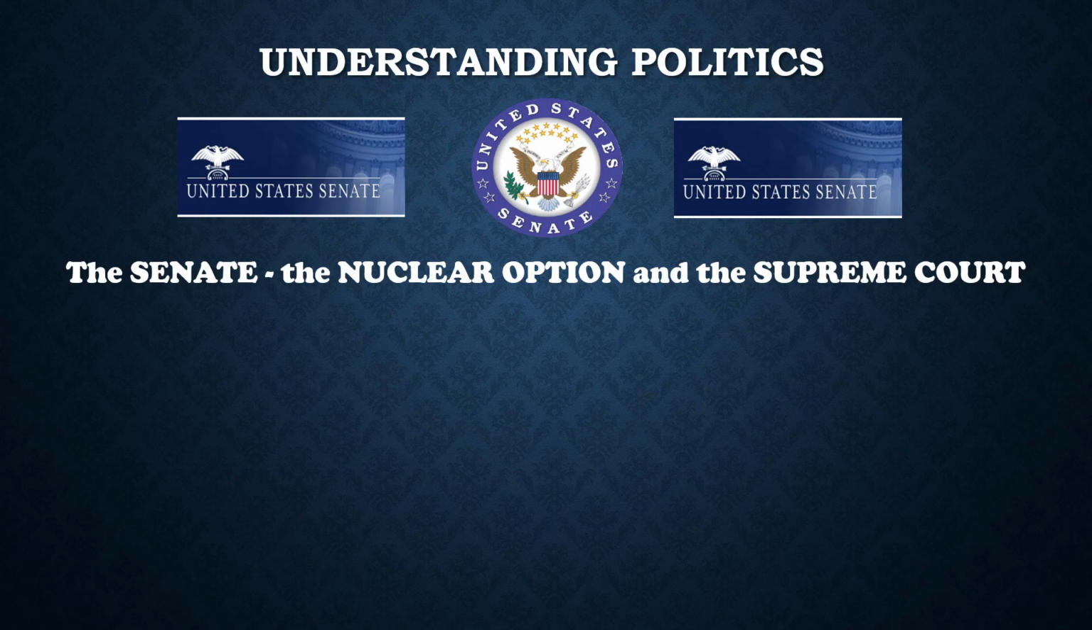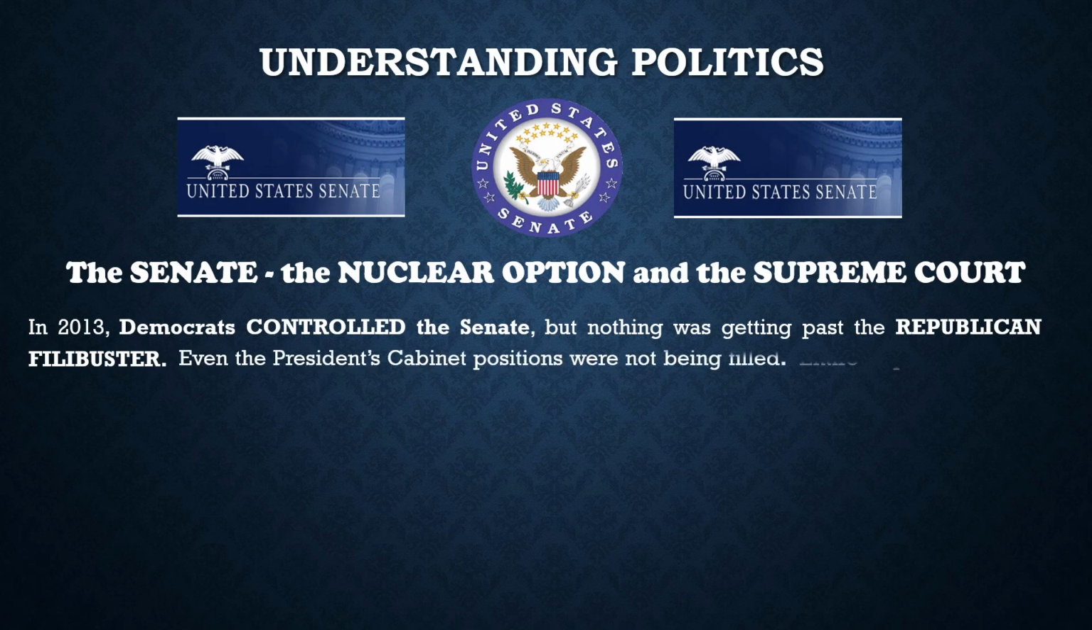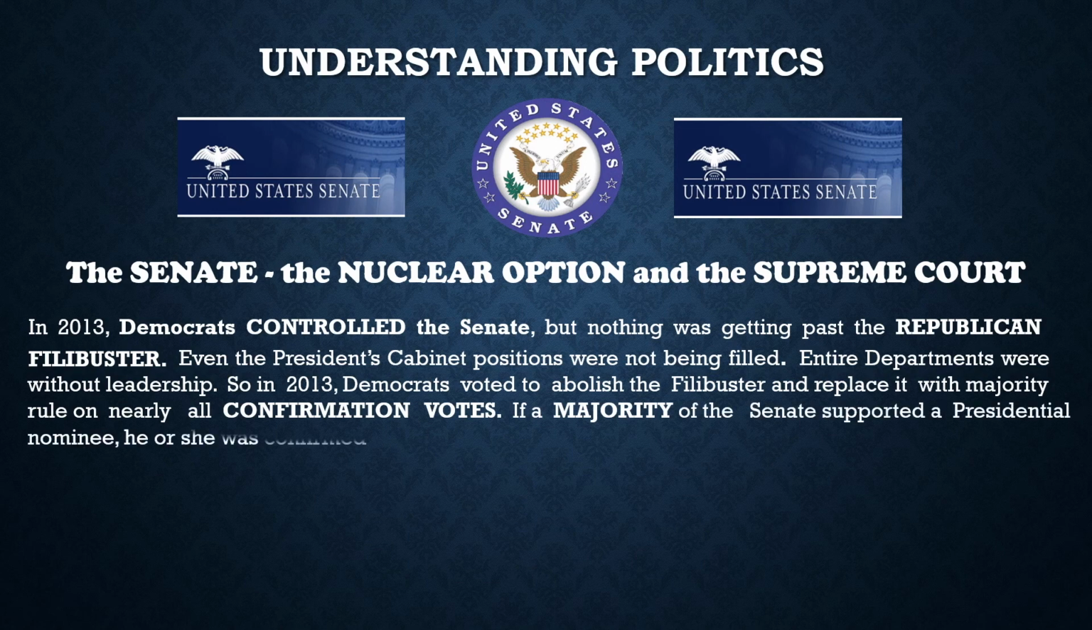The Senate, the nuclear option, and the Supreme Court. In 2013, Democrats controlled the Senate, but nothing was getting past the Republican filibuster. Even the president's cabinet positions were not being filled. Entire departments were without leadership. So in 2013, Democrats voted to abolish the filibuster and replace it with majority rule on nearly all confirmation votes. If a majority of the Senate supported a presidential nominee, he or she was confirmed.